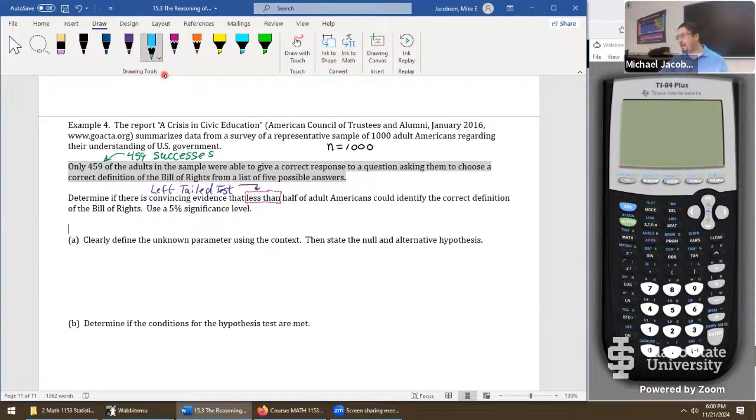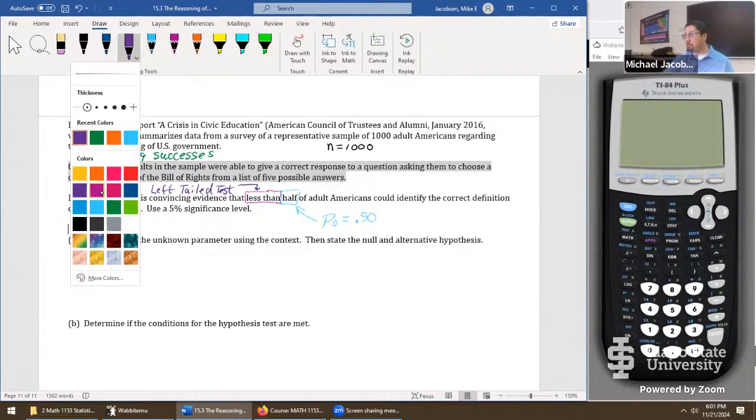Then it says half of adult Americans. That word half there is kind of rude. It's like the quarter in the last problem. Exactly. We have to take that, translate it into an actual mathematical statement we could put in a calculator. It's a statement of the hypothesized value, P naught, is 0.50. So half of adult Americans could identify a correct definition of the Bill of Rights.